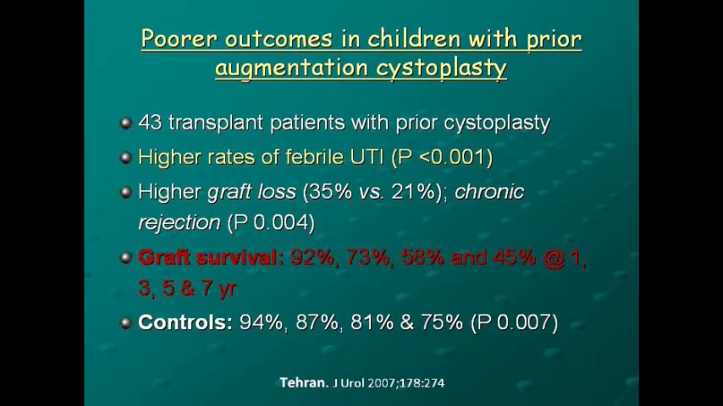A general feeling has been that kids who have had some kind of repairs or who have had surgery to the lower tract have a poorer outcome, and this is shown in some data from Tehran. 40 odd patients, a higher rate of febrile UTIs and a higher graft loss compared to normal patients, and a poorer graft survival. The graft survival was about 92% at 1 year and 45% at 7 years, compared to 75% at 7 years for the ones who had not had cystoplasties. So from some series there does appear to be a poorer outcome.